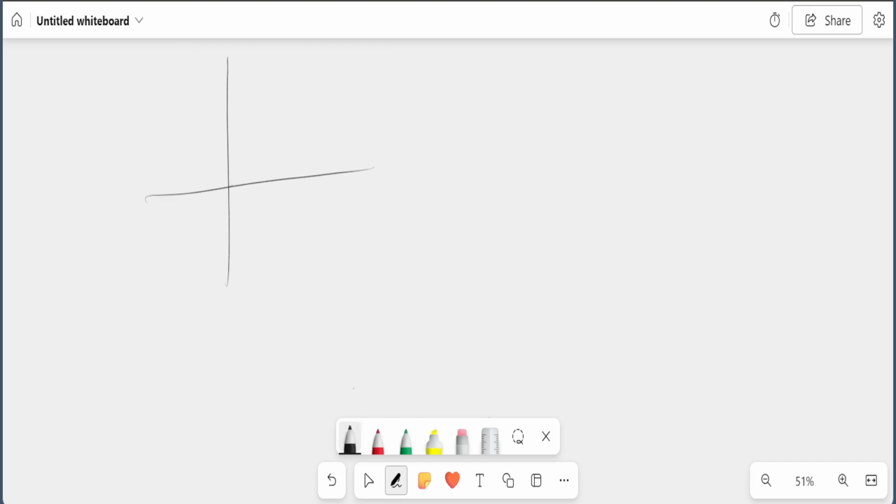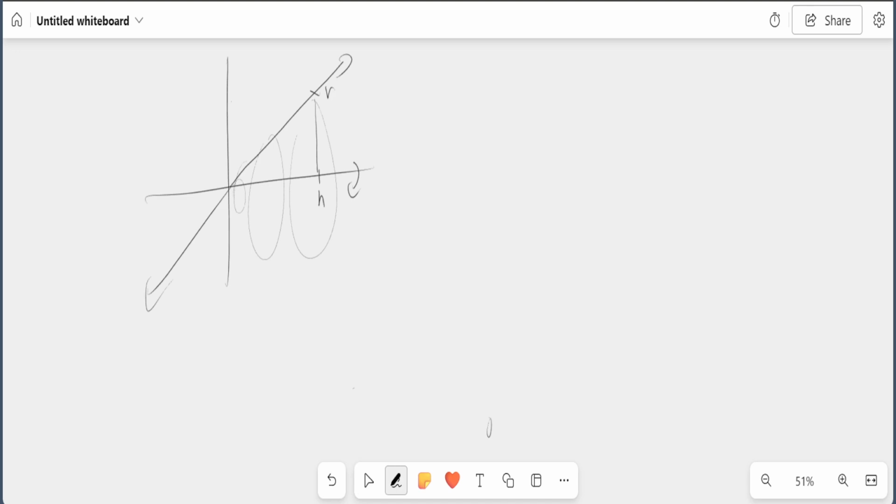Okay, let's do that. So let's say that this is H and this is R. So this is like a sideways cone, right? We're gonna revolve it this way, so it's gonna be a sideways cone. So let's revolve it. We get R1, y is equal to R over H x. So we want the volume.